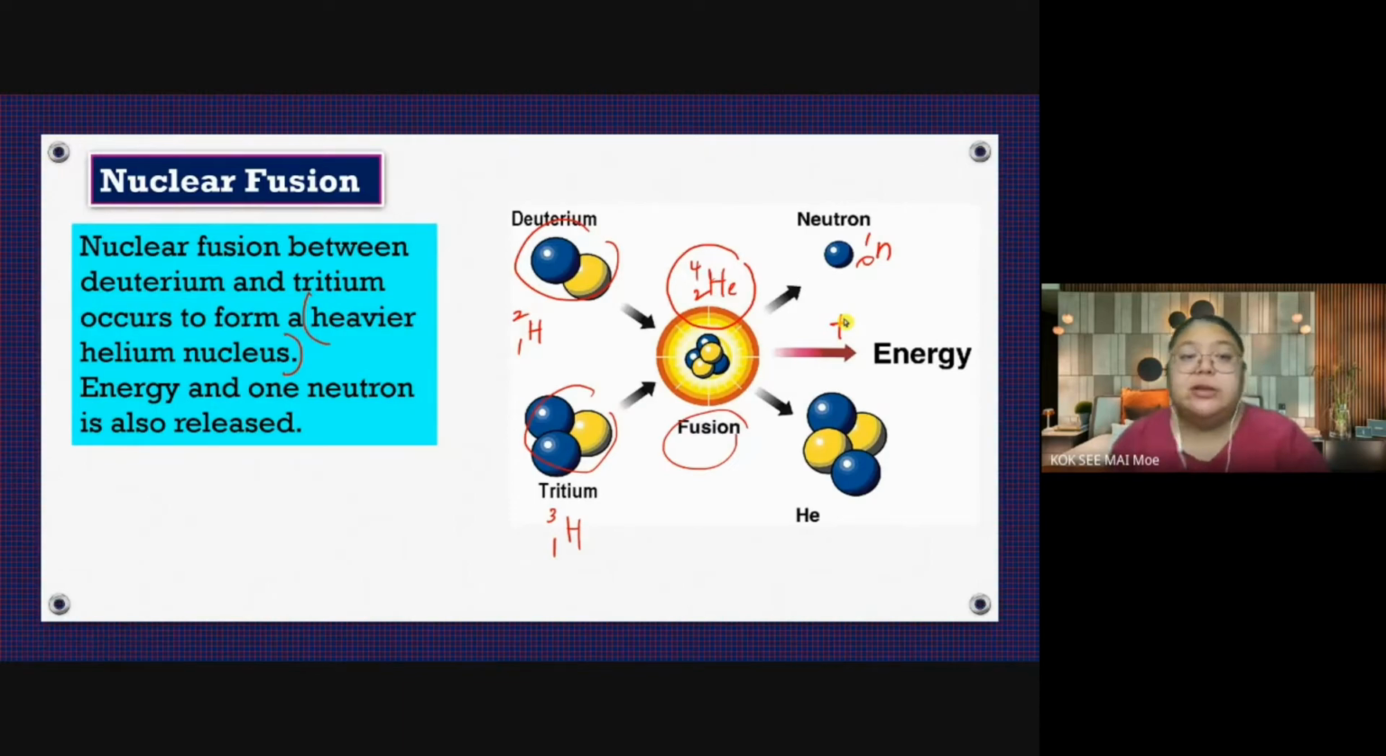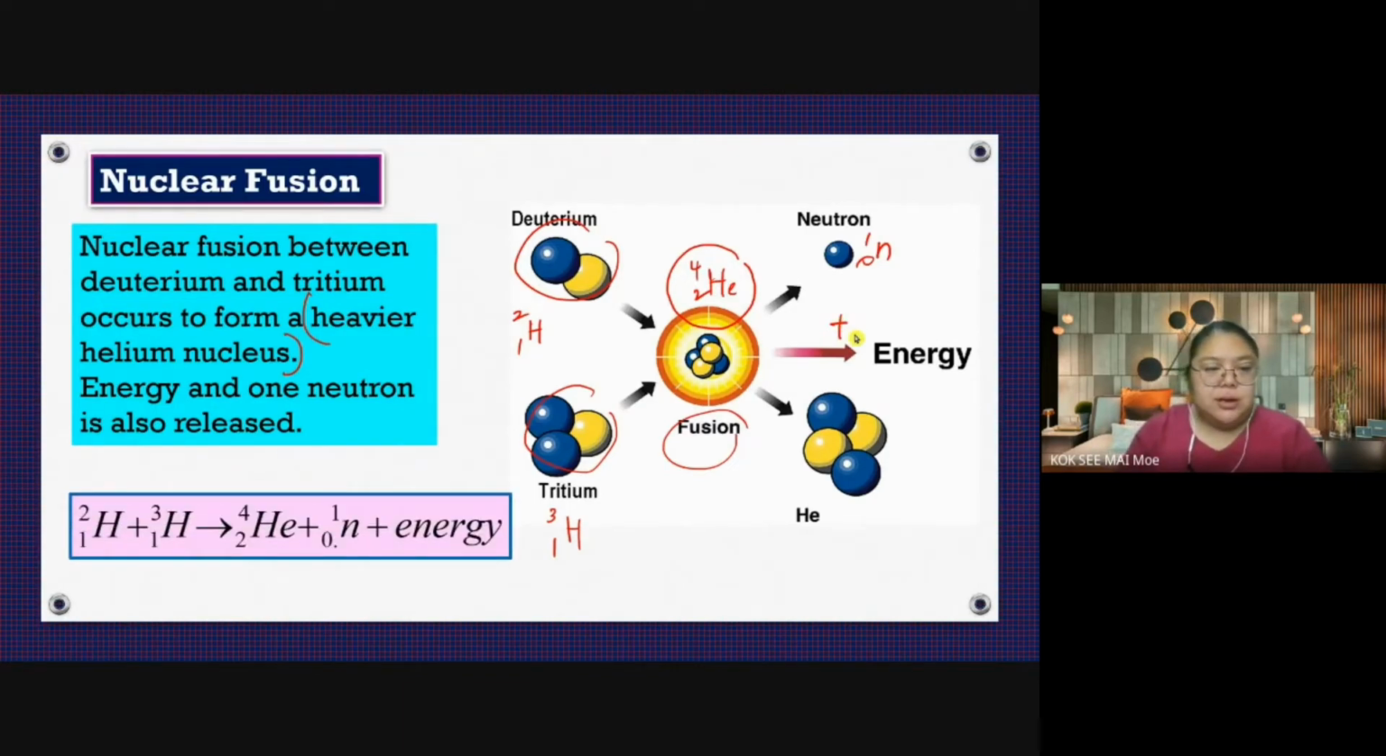So these are the differences between fission and fusion. Okay, let's see the equation. You can see the equation has the lighter ones, deuterium and also tritium. Then they join and become one heavy nucleus, helium, plus one neutron and also the energy. So when you see the formula, you know already which one is fission, which one is fusion. Okay, understand? Fission and also fusion.